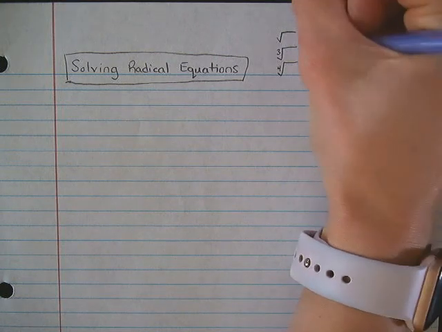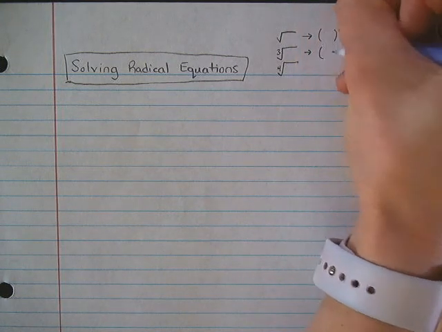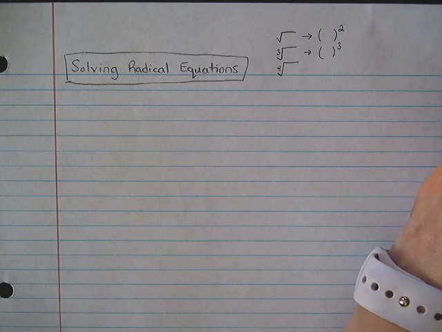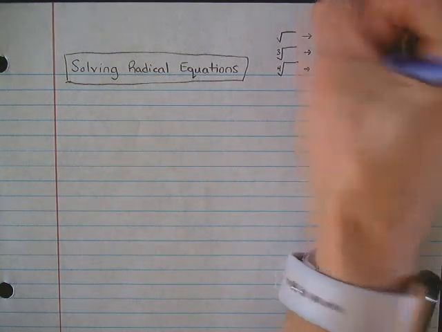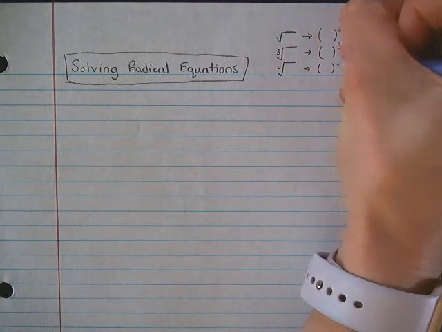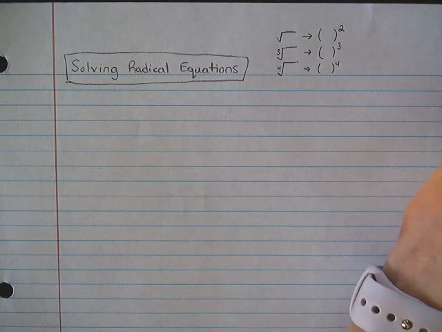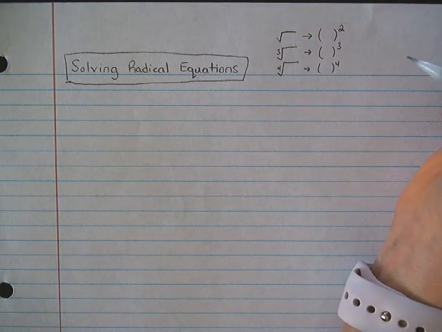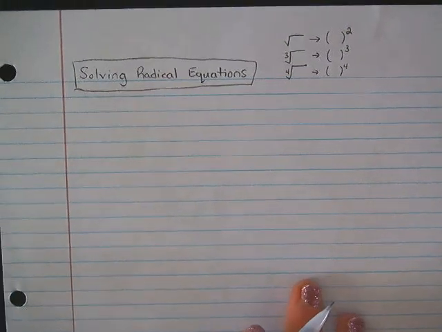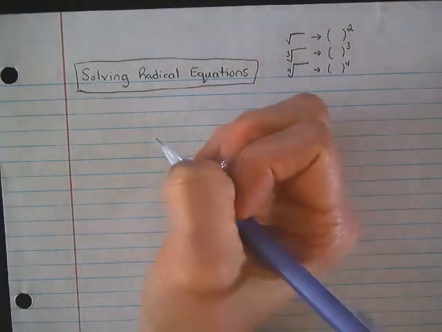So then the opposite of cube rooting something would actually be raising it to the third power, or in other words, cubing it. And then if you had a fourth root, then you would have to bring it to the fourth power to undo the root, okay? So what we're going to talk about is just do a couple examples with how to actually solve these equations.